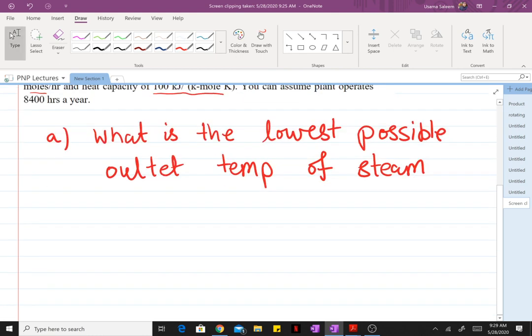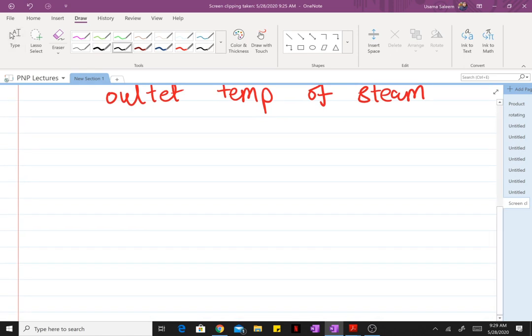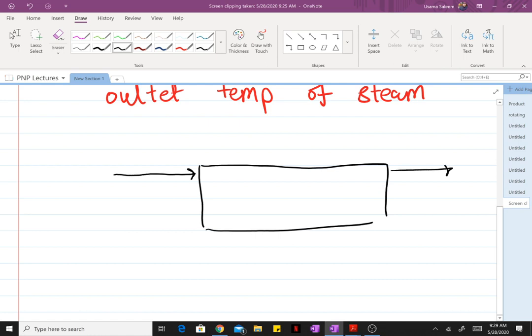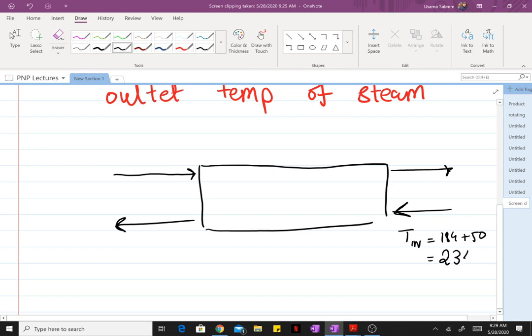Now, this is more of a theoretical concept. We're looking at the upper theoretical limit of what's going to happen. So let's say you have an infinitely long heat exchanger. Here you have your process stream coming in, and you have your heating utility. Our steam is entering at 50 Kelvin superheat. Our saturation temperature was 184, so that means our inlet temperature was 184 plus 50, which turns out to be 234 Celsius.